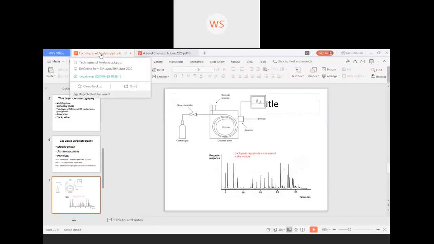Does the RF value have a unit? I don't think so. It's not a percentage. It doesn't have a unit because centimeter divided by centimeter only forms a number. But in GLC and HPLC, the measurement is based on time, so the unit is seconds, or minutes, or hours, or maybe seconds.